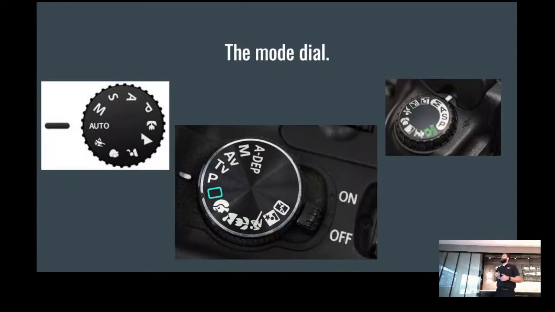Now, when we talk about ISO, f-stop, and aperture, there's only one way to get to all those settings. That's going to be through the physical mode dial of the camera.